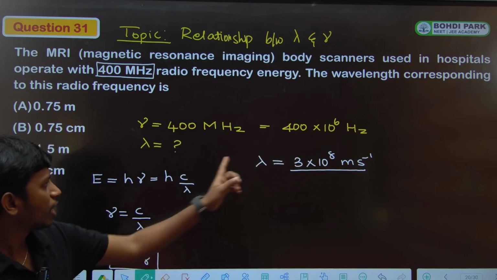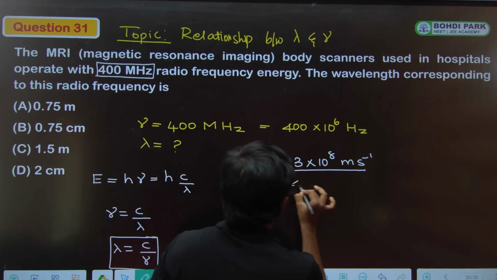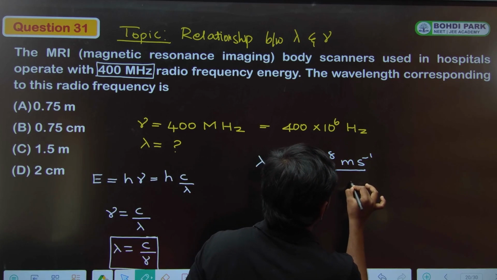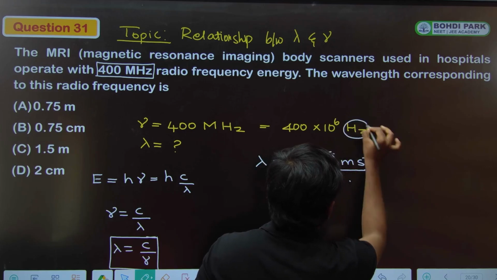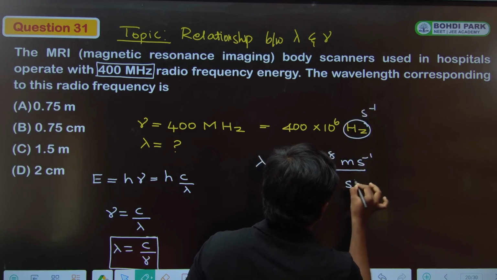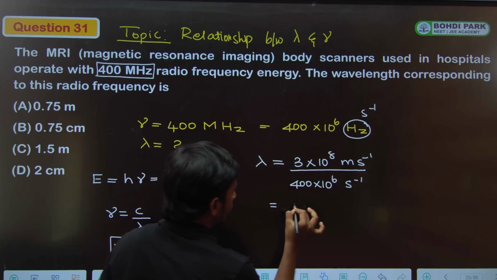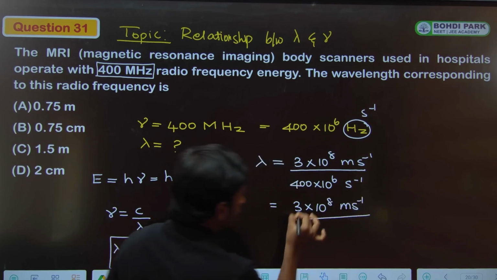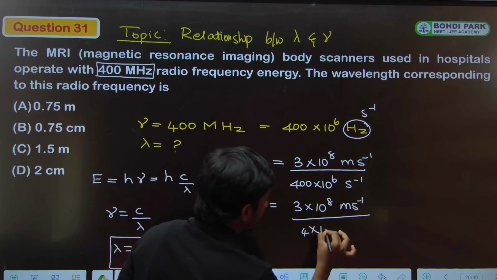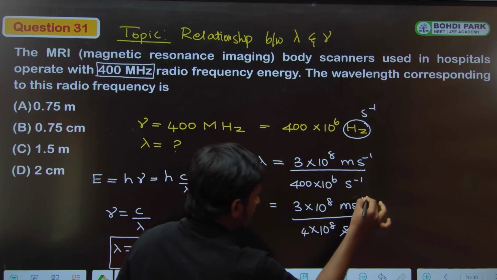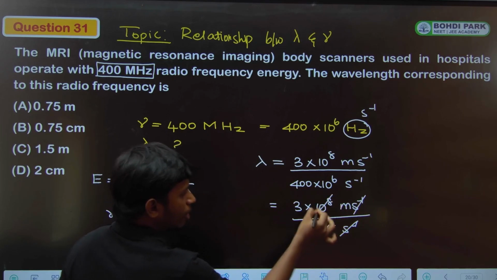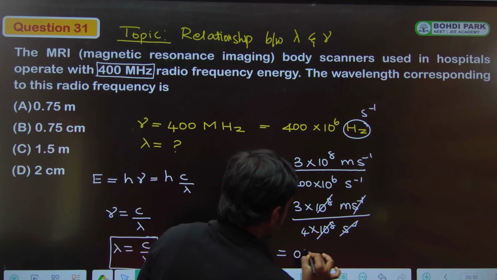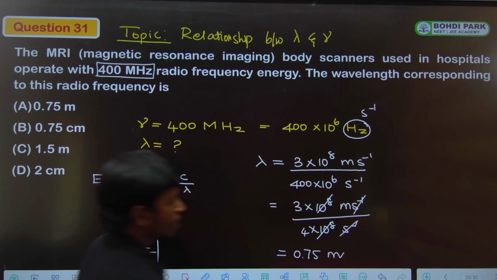what is frequency? It is given that 400 into 10 to the power 6 hertz. Hertz-னாலும் second inverse-னாலும் ஒண்ணுதான். ஓகேவா? It can be written as second inverse. So we can rewrite the same equation as 3 into 10 to the power 8 meter per second divided by 4 into 10 to the power 8 second inverse. Second inverse cancel ஆயிரும். 10 to the power 8, 10 to the power 8 cancel ஆயிரும். 3 divided by 4, which means 0.75 meter. That is your correct answer.